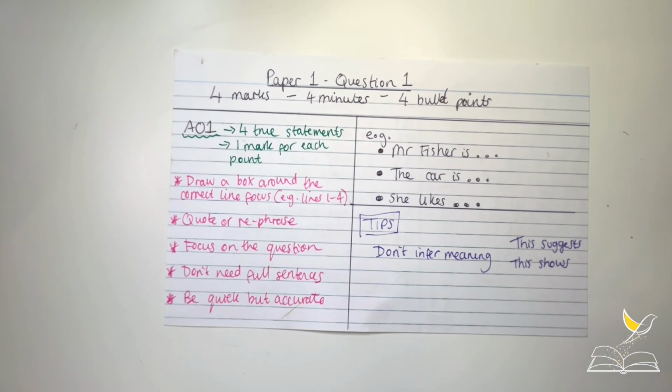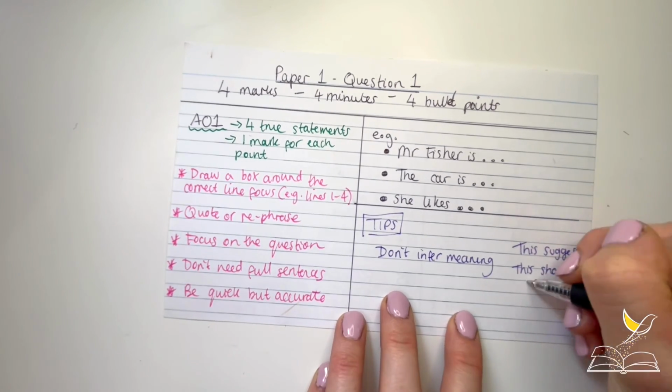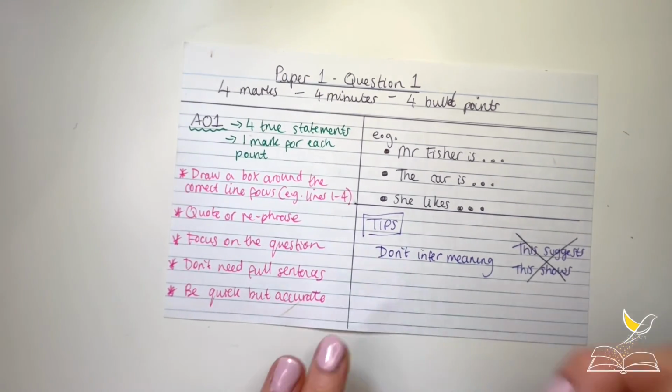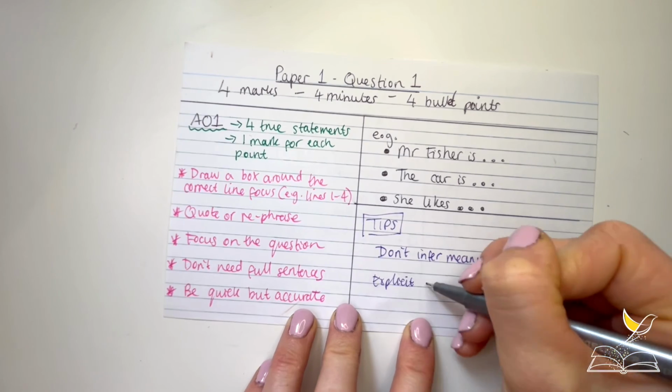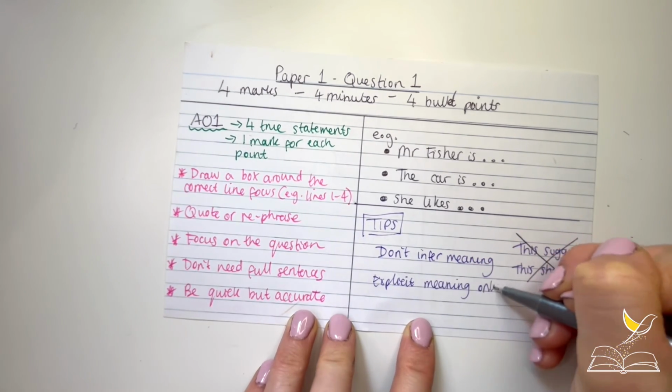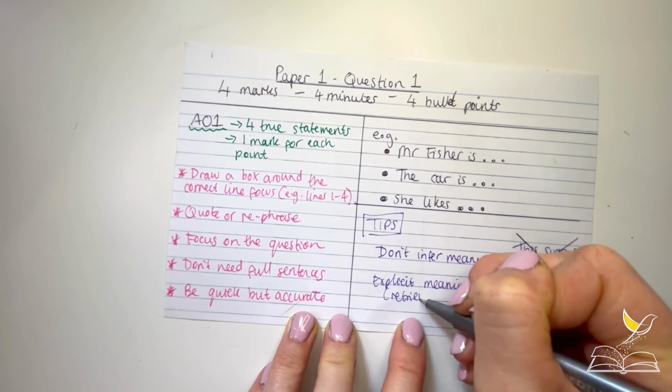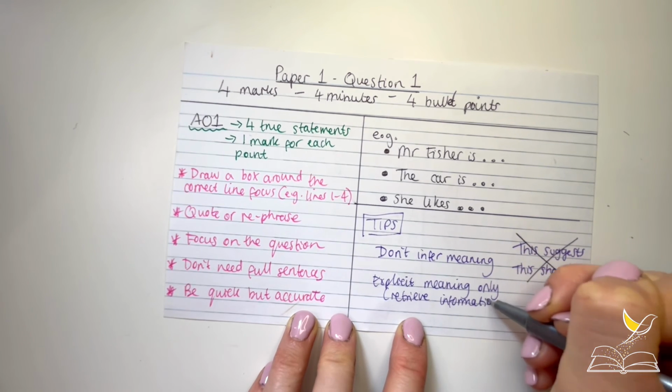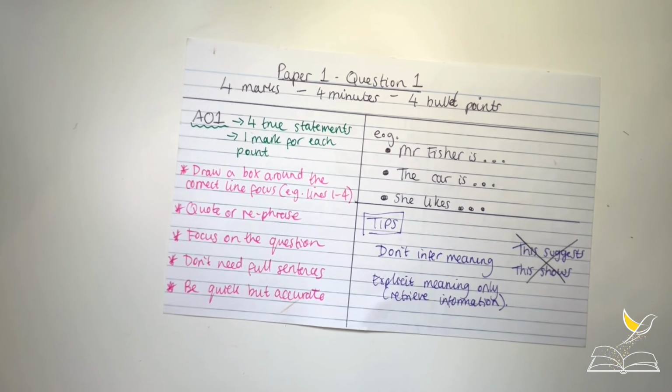So this question is more about just identifying information that's already there. You don't need to do an inference. You don't need to say this shows or this quote suggests or anything like that. It's really just all about explicit meaning, the words that are already there in front of you in the text. Just retrieving that information is absolutely fine.